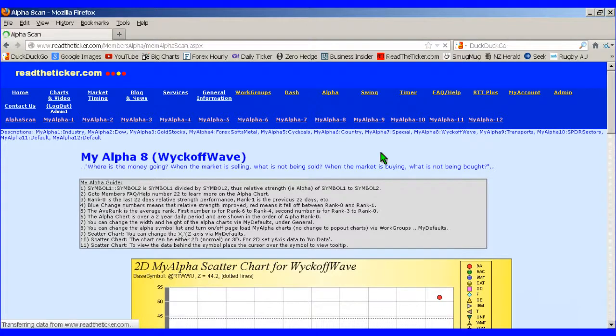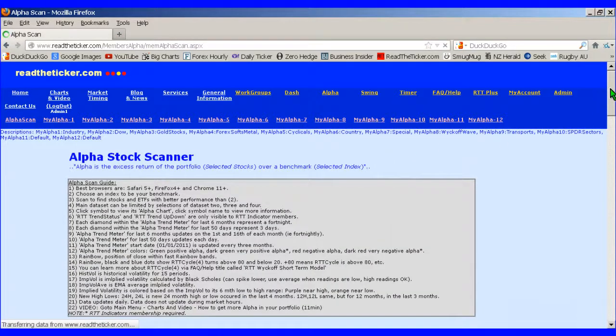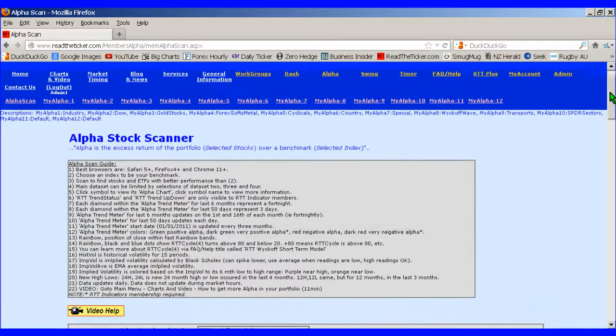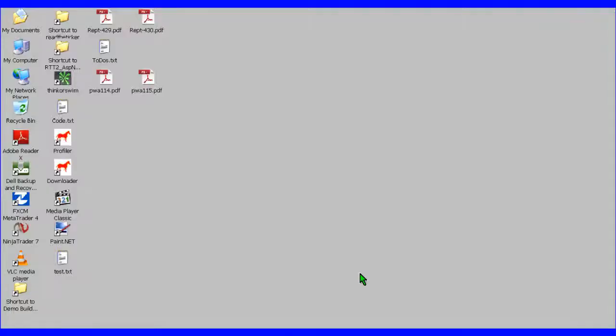There you have it, the alpha or relative strength of analysing individual symbols within a sector or sectors within a group. Thank you very much for watching.